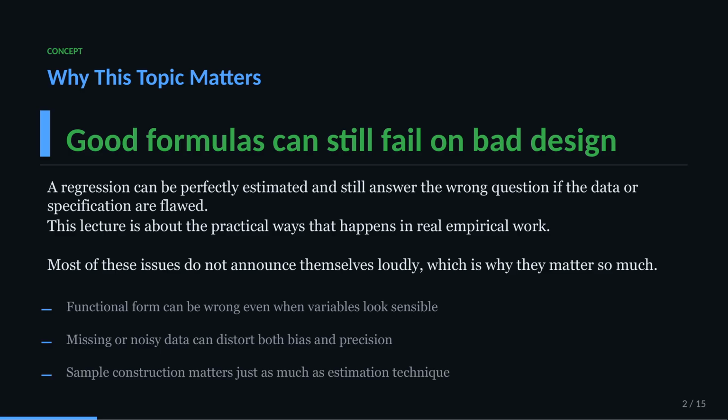Why is this topic so important? Because many serious empirical mistakes do not come from a broken formula. They come from asking the right estimator to solve the wrong design problem. If the model shape is wrong, OLS will faithfully estimate the wrong shape. If the data are missing in a systematic way, OLS will faithfully estimate a selected sample instead of the population you care about. So the practical message is simple. Before you trust a coefficient, you have to trust the data construction and the specification choices that produced it.